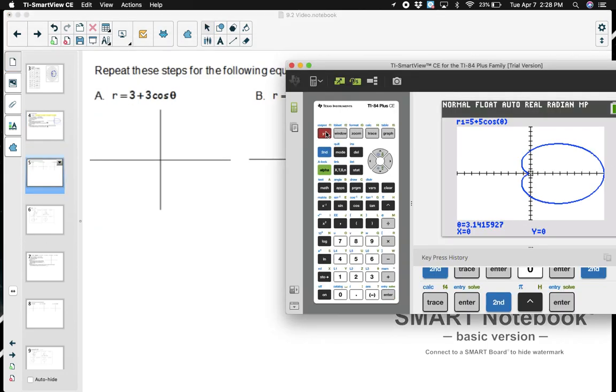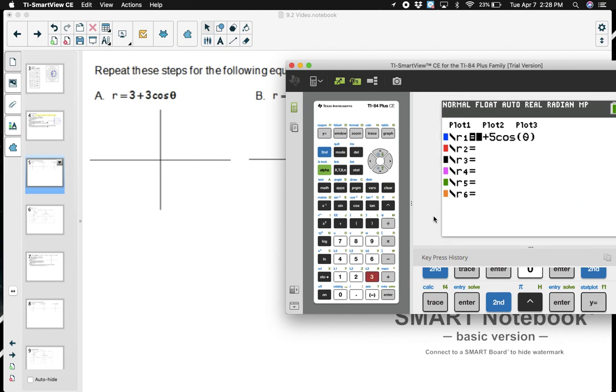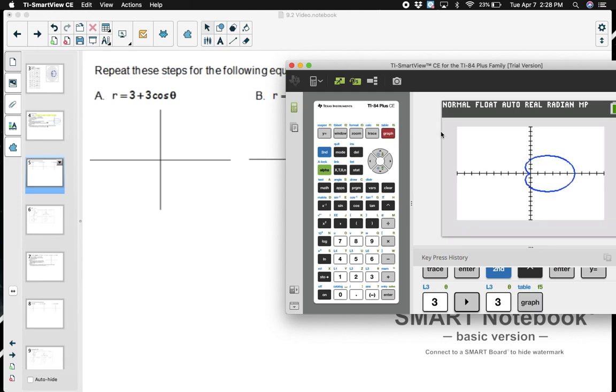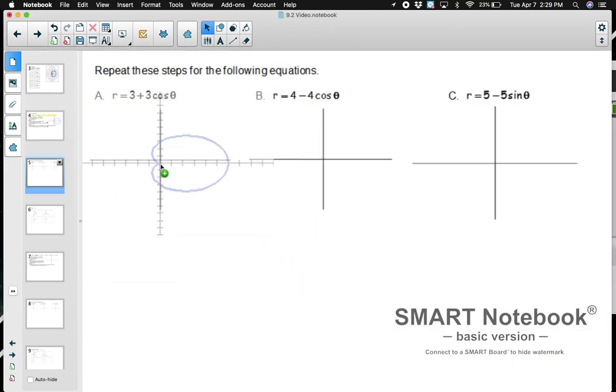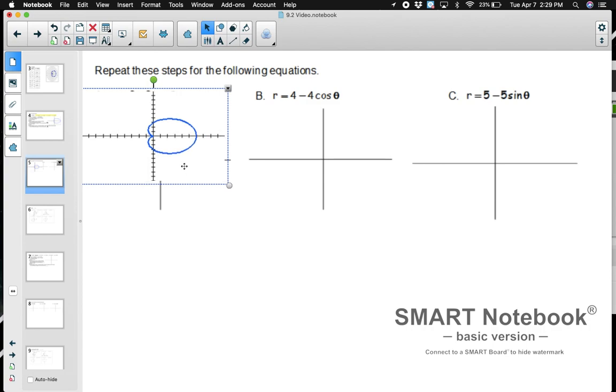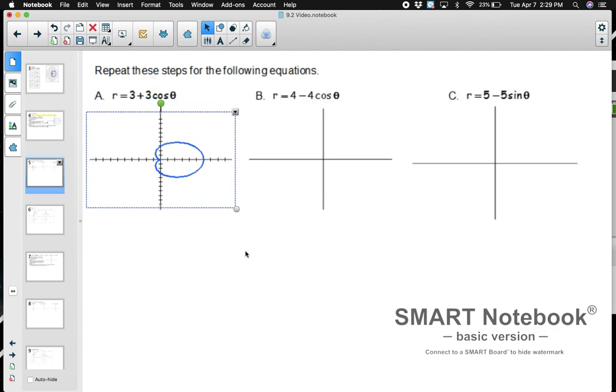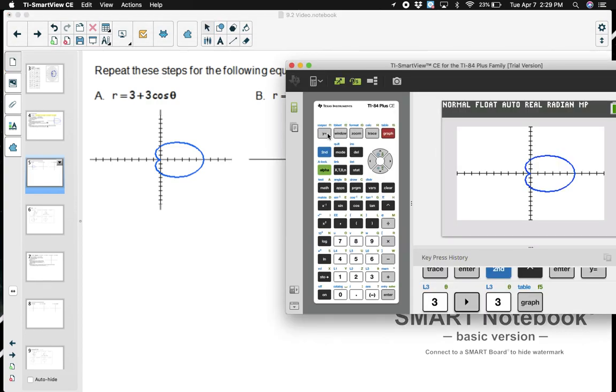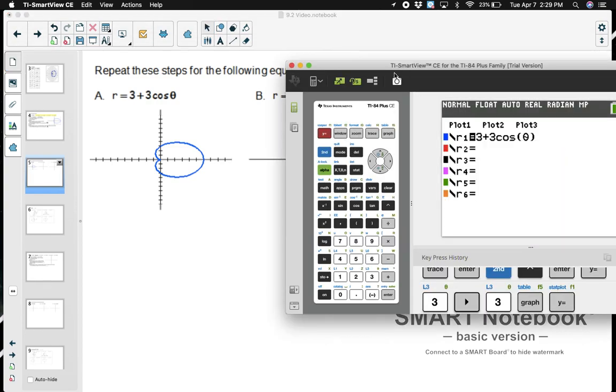Pull my calculator back out. Now I have 3 plus 3 cosine. I'm going to graph. And if we look at this graph now, I'll screen capture it for us. So that's what that one looks like. Let's do all 3 of these, and then we're going to look and see what we notice.